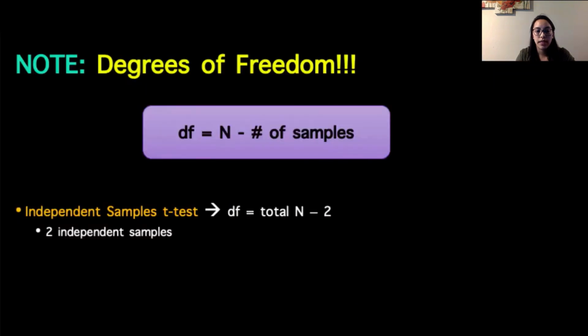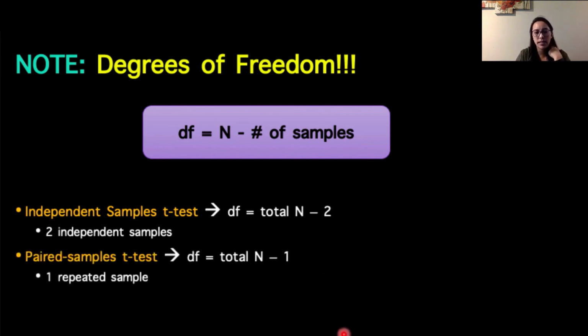For our degrees of freedom, again, the general rule of thumb is the sample size minus the number of samples you've collected. For an independent samples t-test, this is when we have two independent samples, meaning we've collected one group of people, and those people are different from another sample that we've collected. So one might be a control group, one might be an experimental group, and then we're interested in comparing the outcomes of those two groups, right? In this case, we have two samples, so we would take our total sample size and subtract 2 because of those two samples. So that would be for an independent t-test.